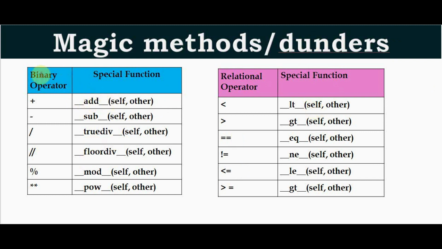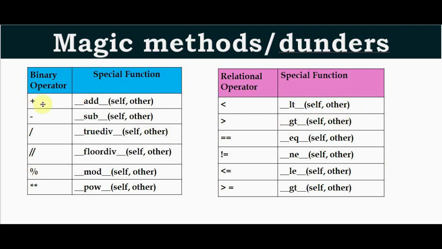I have just listed them for binary operators and relational operators. Apart from that, special functions are available for unary operators as well as the assignment operator. So these special functions in Python help us to implement functionality that a normal method can't do. You are already familiar with a magic method, the init method. Init method is also a special function. You can define your own magic methods to implement operator overloading in Python.